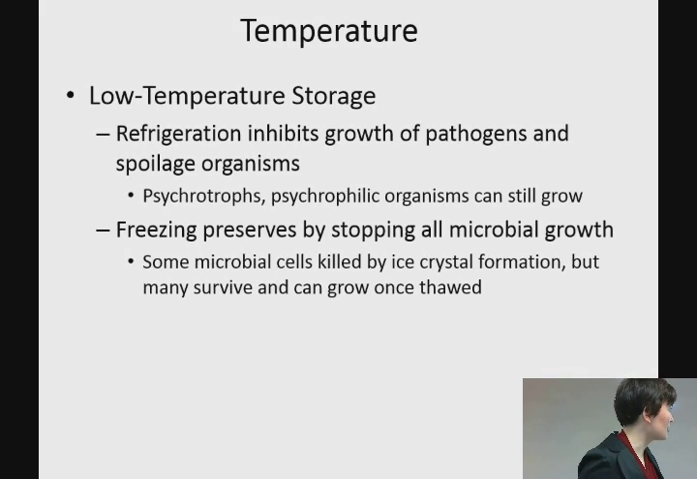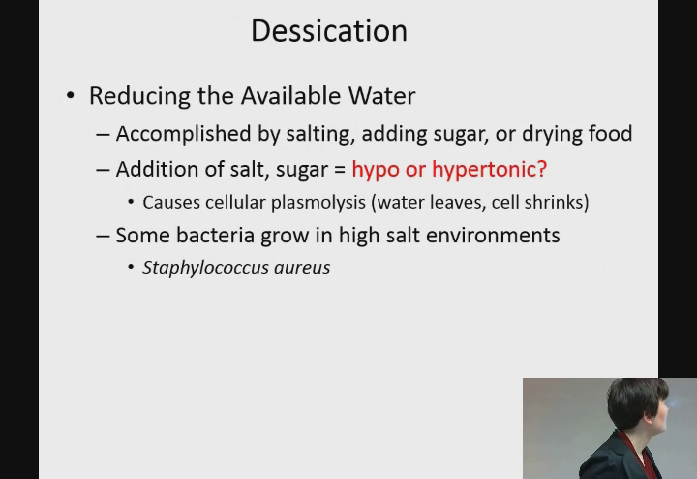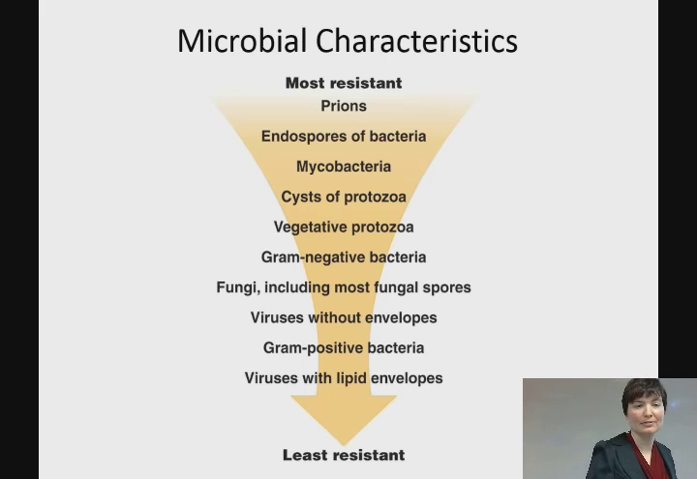Obviously, we can use temperature, we can freeze or refrigerate things, but if we do that, what do we have to be aware of? It's not going to kill everything. It's not going to prevent everything from growing. All right, desiccation, obviously removing water. So we can do this by salting, sugaring, or drying foods. But again, we have to be aware that some organisms are adapted to high salt environments. So if we salt something, we may not get rid of something like, say, Staphylococcus aureus, which is halotolerant.